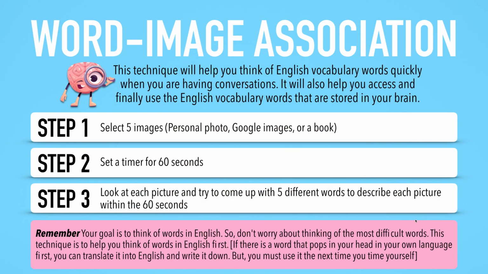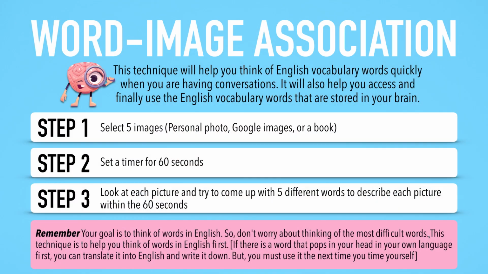Now, continuing, this technique is to help you think of words in English first. If there is a word that pops in your head in your own language first, you can translate it into English and write it down. But you must use it the next time you time yourself. So as you're going through this technique, and I'm going to show you an actual example, remember, if you're having a hard time thinking of a word in English, it's okay because you're practicing. When that word pops in your head in your own language, stop, look up the word in an English dictionary, and then write down that word in English so that the next time you practice, you can use that word. So let's see what this actually looks like.